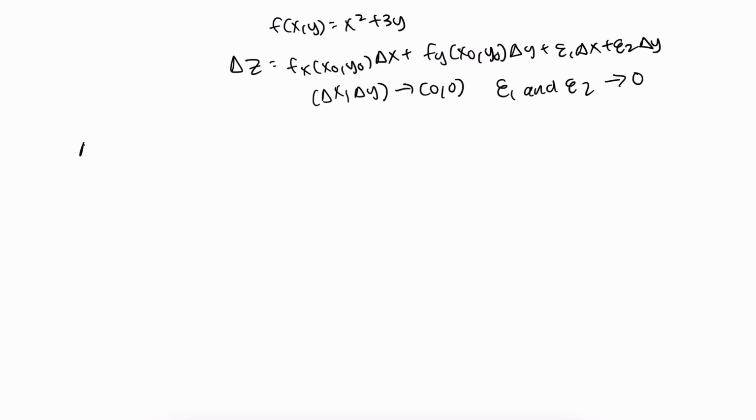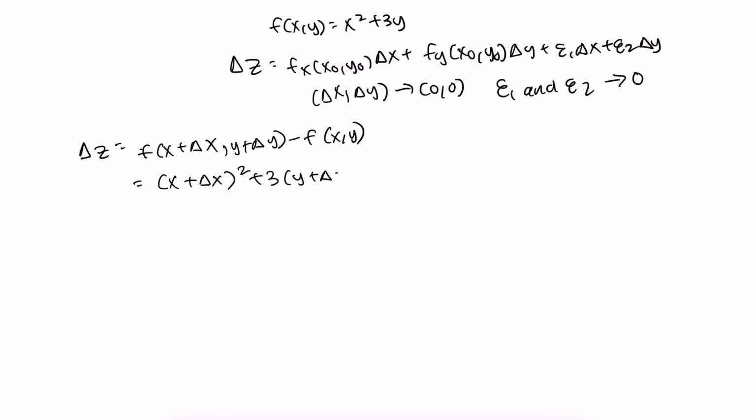In our case, our delta z would become f of x plus delta x comma y plus delta y minus f of x comma y, because that's basically the definition of delta z. So let's just plug everything in. We get x plus delta x squared plus 3 times y plus delta y, minus f of x comma y.